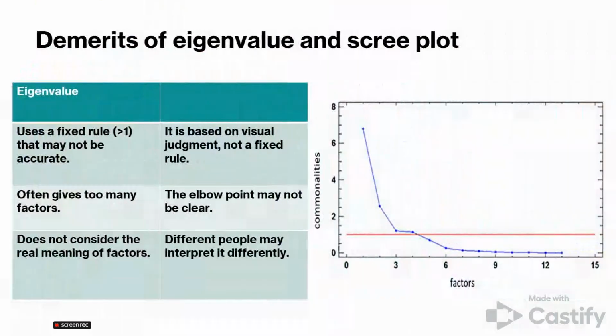analysis. The demerits of eigenvalue and Scree plot are: eigenvalue generally uses a fixed rule, which is more than one, that may not be accurate some of the time, and eigenvalue often gives too many factors, and it also does not consider the real meaning of the factors. Talking about the Scree plot, it is based on visual judgment only. It does not have a fixed rule, and the elbow point may not be clear, and different people may interpret it differently. So these are some of the demerits of eigenvalue and Scree plot.